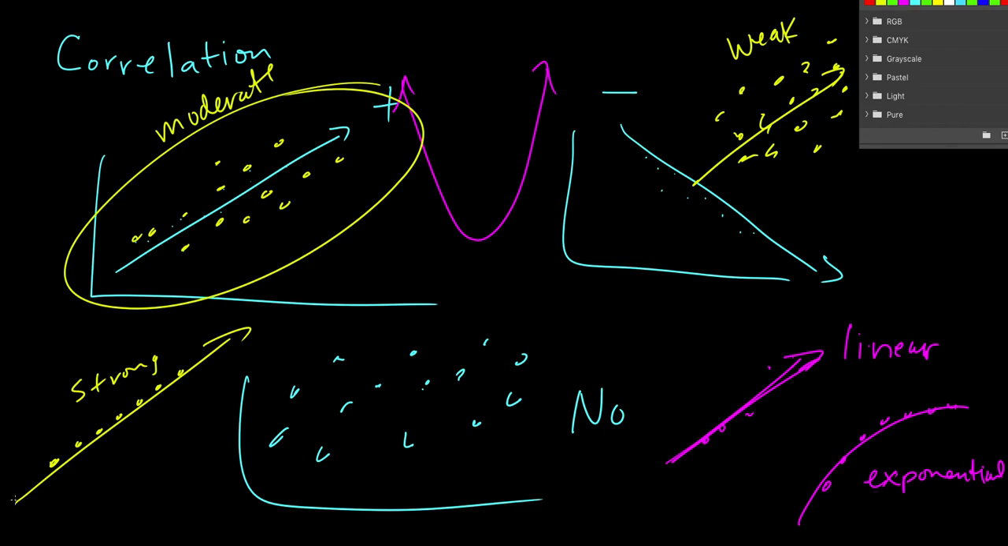And then one last idea. Let's say we have a strong correlation for all of our points, except for one that is way down here. We would call that one an outlier.